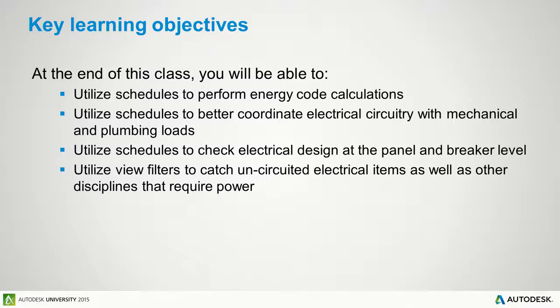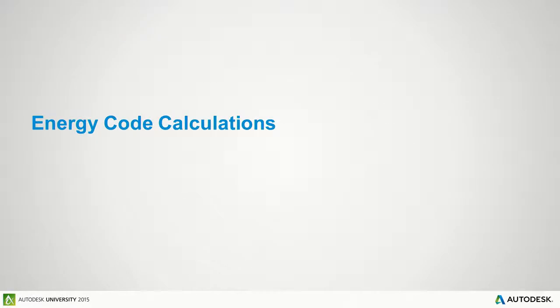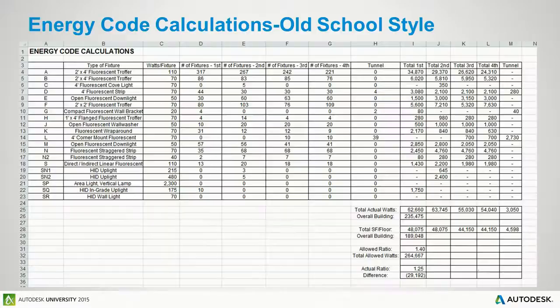So let's dive into the energy code calculations. For those of you who have been in the business a while, you'll remember that this is what our energy code calculation typically looks like. You're going to do a spreadsheet. It's going to have this list of all of the light fixtures, the types. You're going to be pulling out all the cut sheets, looking up the wattages. But then you've got this tension. When do I actually stop and do the energy code calculation?